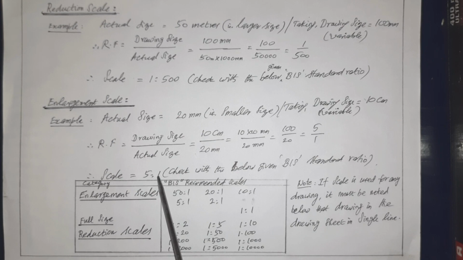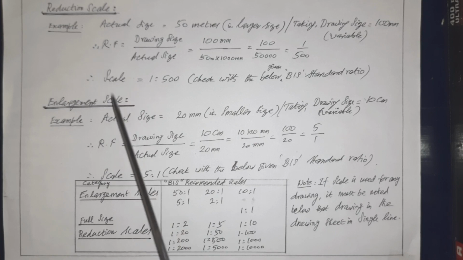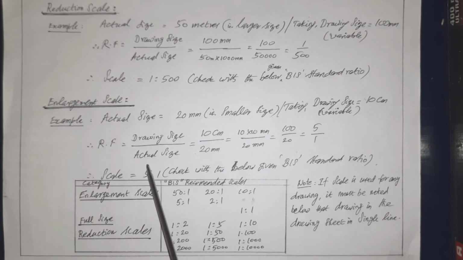Also remember, in the drawing sheet, scale should be mentioned below in each drawing whenever a reduction or enlargement scale is used. If the ratio is 1:1, then it does not need to be mentioned as scale.